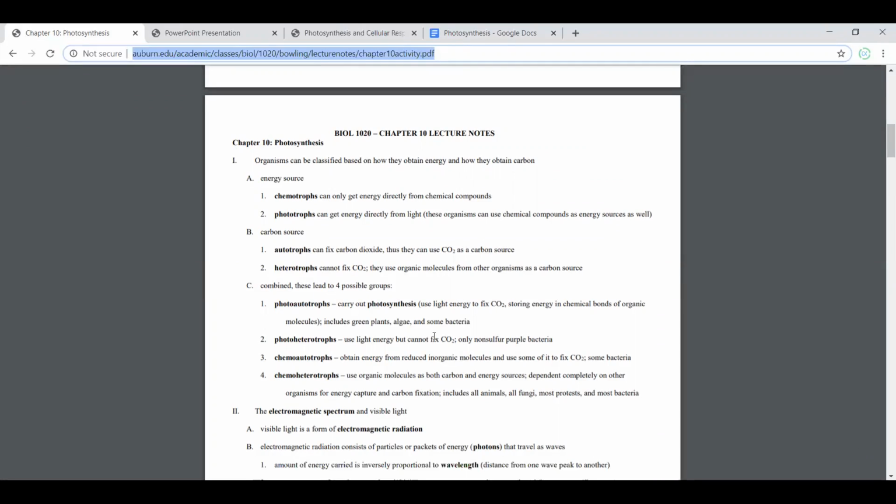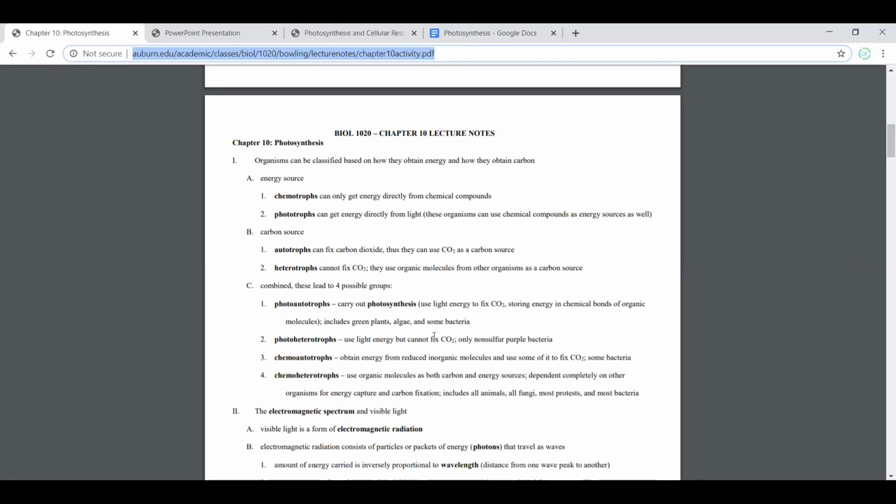So organisms can be classified by how they obtain energy and how they obtain carbon. So why carbon? Well, if you remember from our lectures on macromolecules and biochemistry, all of the macromolecules contain carbon, and carbon is something that we look for to suggest organic material. Anything with carbon, oxygen, and hydrogen is considered organic material. So that's why we look at how they obtain carbon. So let's look at their energy source first.